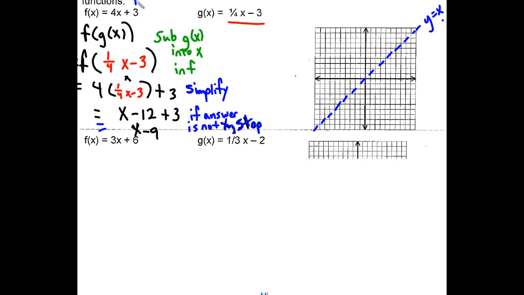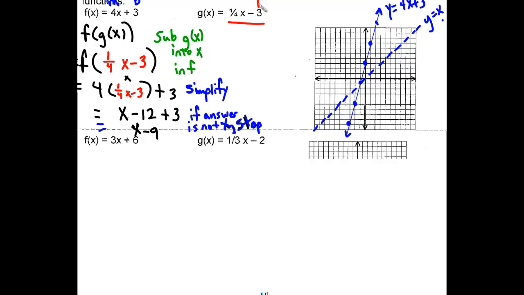Remember, b is the beginning ordered pair. It's where it crosses the y-axis, and the slope is m, which is 4 over 1. So I'll plot the beginning ordered pair, 3, on the y-axis, and then the rise over run is 4 over 1. So this is the line y equals 4x plus 3. Make sure and name your line. Then 1/4 x minus 3, let's graph that in red.